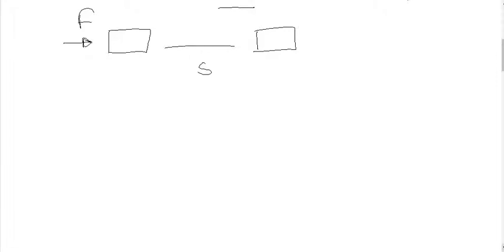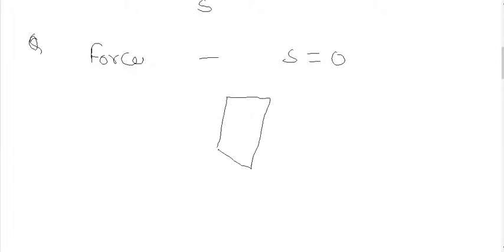Let's take examples for those cases. First case: we apply force F, but our displacement is 0. You have a ball and you are pushing it with a force F, but this ball doesn't move, or say s is equal to 0. Then it is said you have done 0 work.